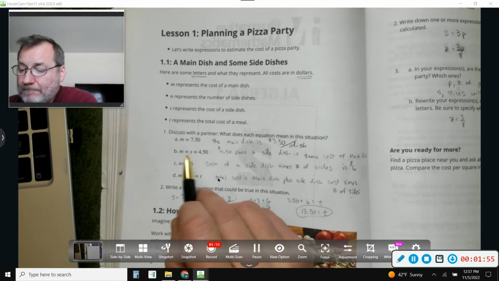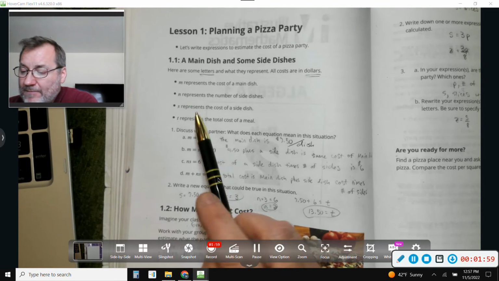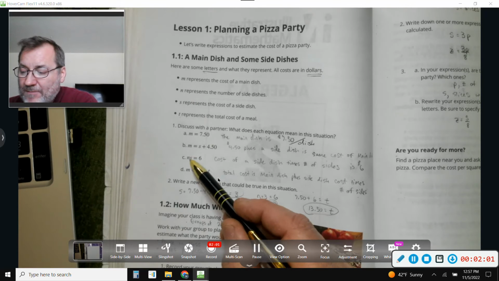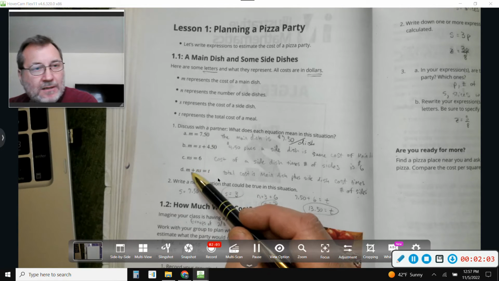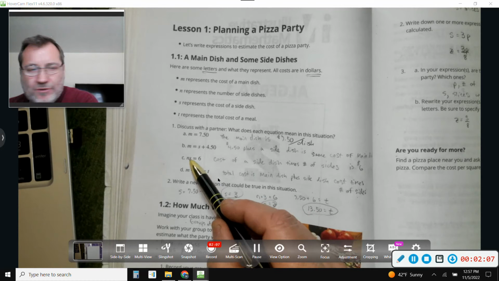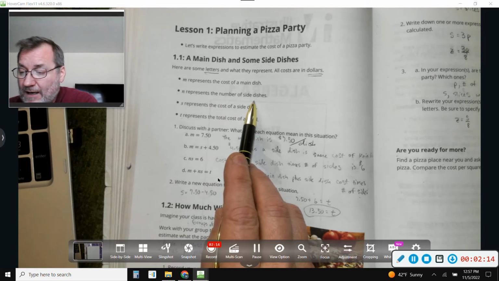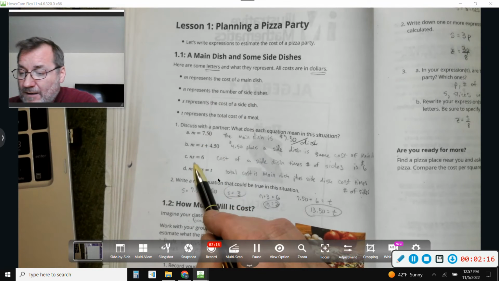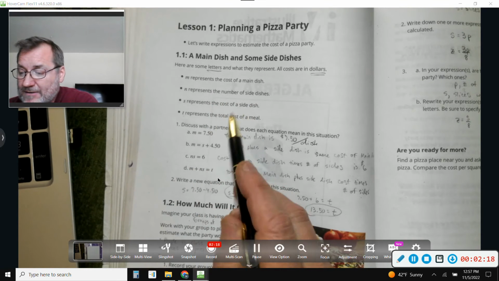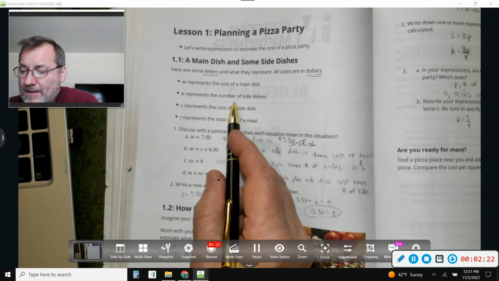All right. So this one, N times S. Well, N, remember, if there's nothing in between here, like a plus, a minus, a division sign or something like that, you have to assume that multiplication is actually occurring here. So NS stands for the number of side dishes times S, which is the cost of the side dish. So this is really important here. Okay, so N is the number of side dishes.